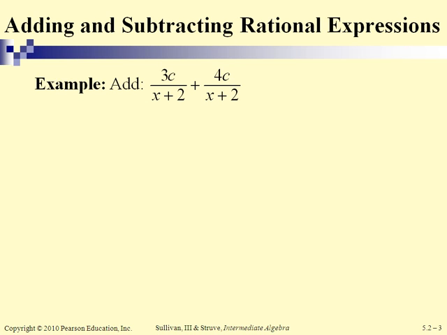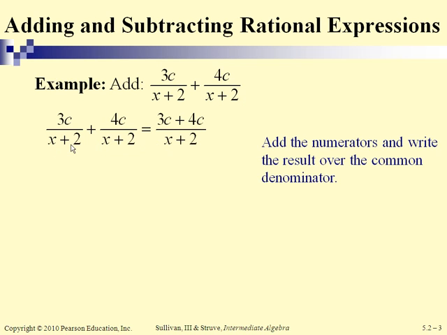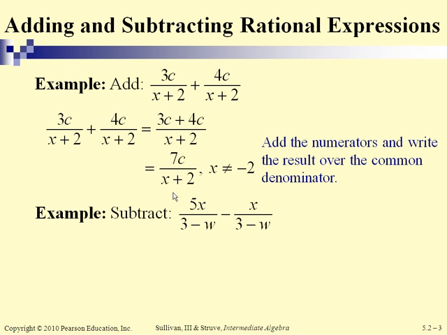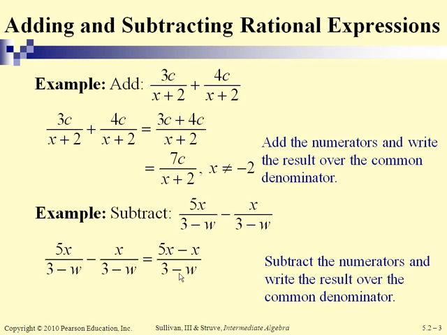What we learned yesterday was multiplying and dividing. Today we are learning addition and subtraction. It will be easy if they have the same denominator. If they have the same denominator, you just add up the numerators. So 3c plus 4c is 7c. Easy, right? How about this one? Do they have the same denominator? Yes. You keep the same denominator and subtract the numerators, right?